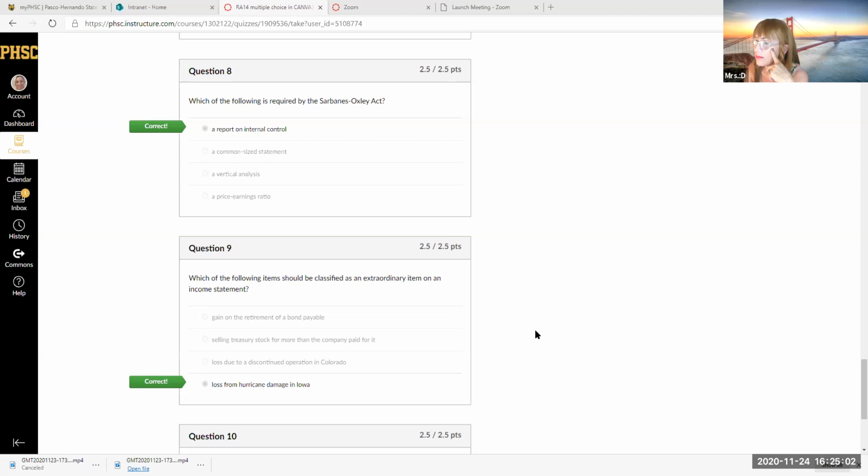What do you think? Is a hurricane extraordinary in the state of Florida? In the state of Florida, no, but maybe in the state of Colorado, it would be.